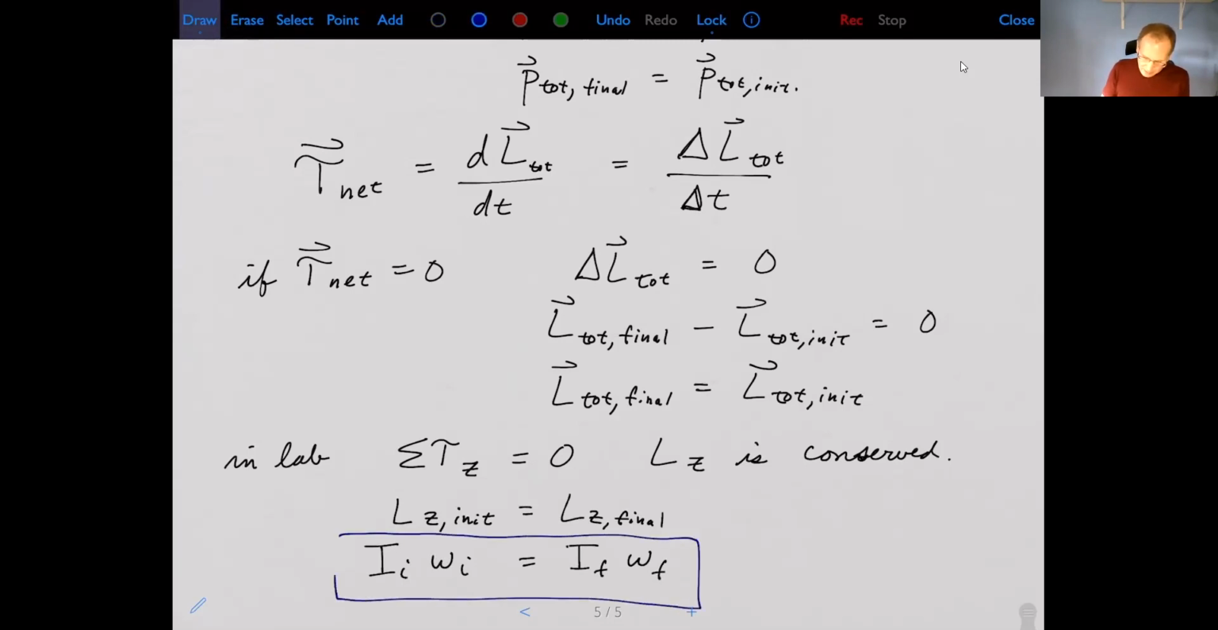And I'm not going to do a lot with this. We're just going to talk about this qualitatively. All right, great. Let me go back to the lab handout now.